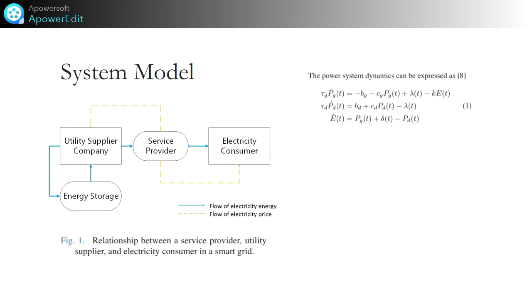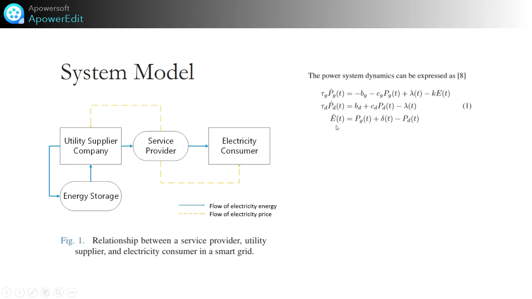Formula 1 represents our system dynamics. PG means the power generation and PD means the power demand. Here, tau G and tau D represent the time constants for supplier and consumer to react. BG plus CG times PG is the marginal cost, and on the other hand, BD plus CD times PD is the marginal benefit. Here, lambda represents the price, and delta means the power generation from renewable energy.